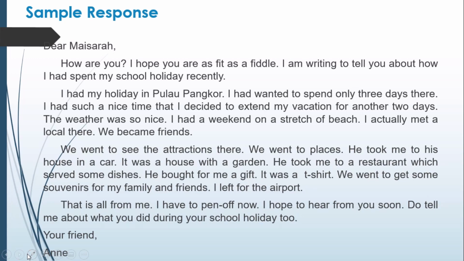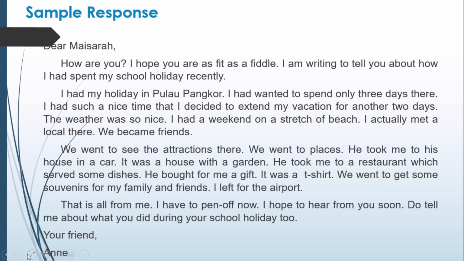This is a sample response. Dear Sarah, how are you? I hope you are as fit as a fiddle. I am writing to tell you about how I had spent my school holiday recently. I had my holiday in Pulau Pangkor. I had wanted to spend only 3 days there. I had such a nice time that I decided to extend my vacation for another 2 days.